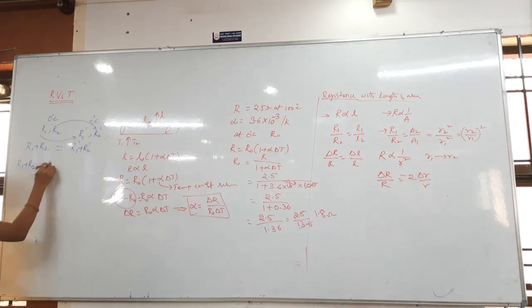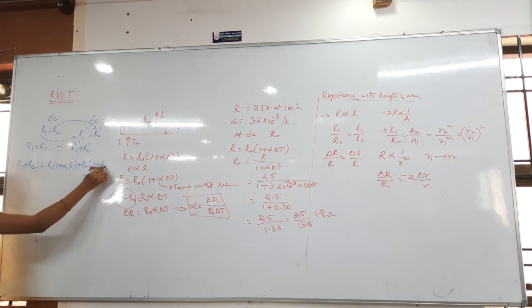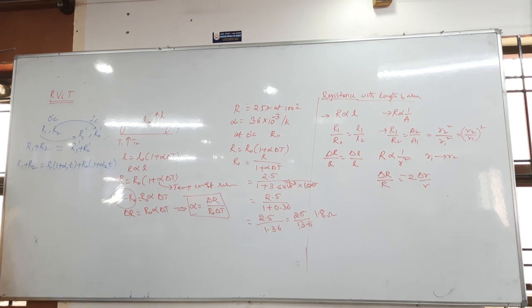So R1 into 1 plus alpha 1 into delta T is at what temperature? T degrees Celsius. Then the second one, R2 into 1 plus alpha 2 into delta T, that is again T only. Why? Because it is T minus 0 only. Clear, you understand? These are the resistances after raising the temperature from 0 to T degrees Celsius. So I have taken R1 dash as R1 into 1 plus alpha 1 delta T, and R2 dash as R2 into 1 plus alpha 2 into delta T.